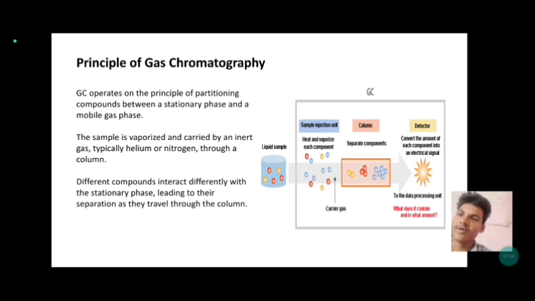The sample is vaporized and carried by an inert gas, typically helium or nitrogen, through a column. Different compounds interact differently with the stationary phase, leading to their separation as they travel through the column.